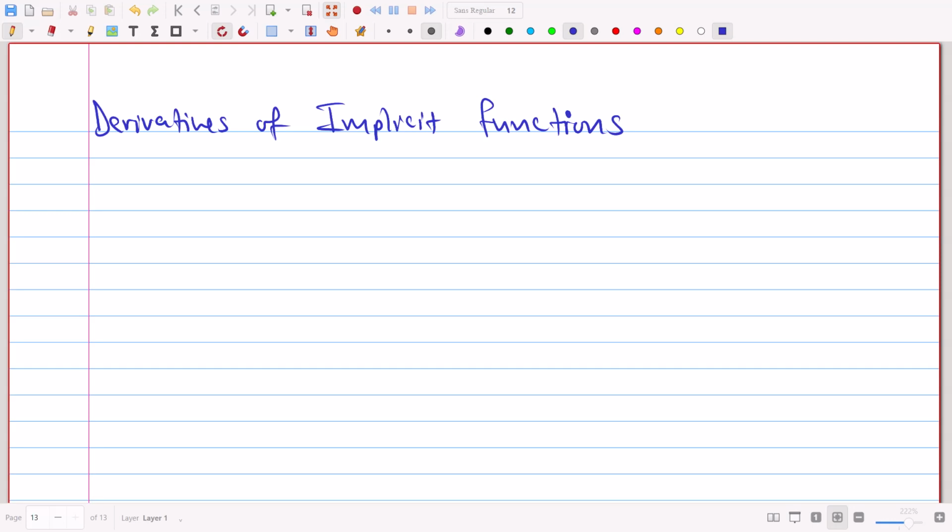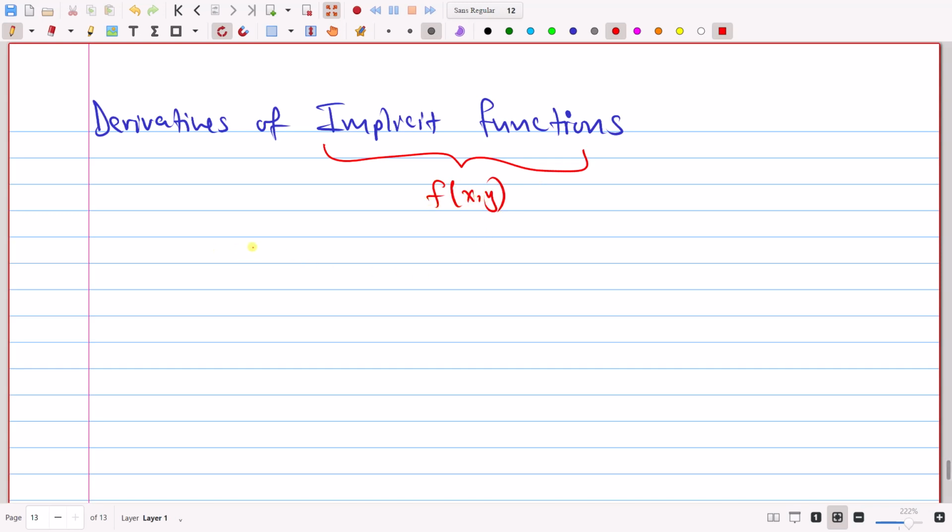Okay, so now we are going to be looking at how to differentiate what are known as implicit functions. So what exactly are implicit functions? An implicit function is a function which is of the form f of x, y.